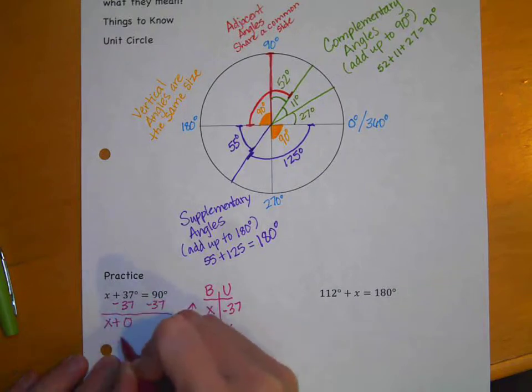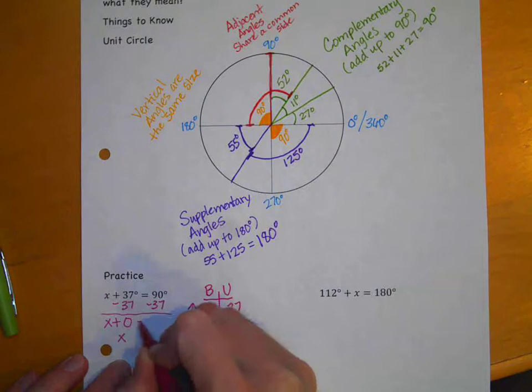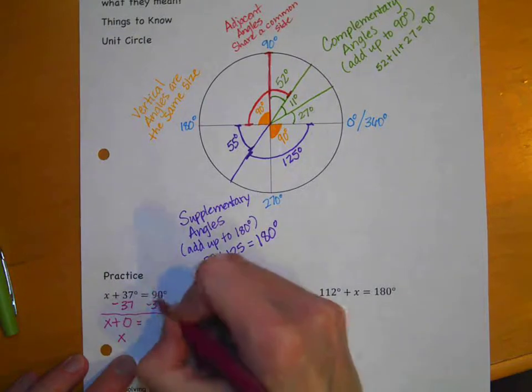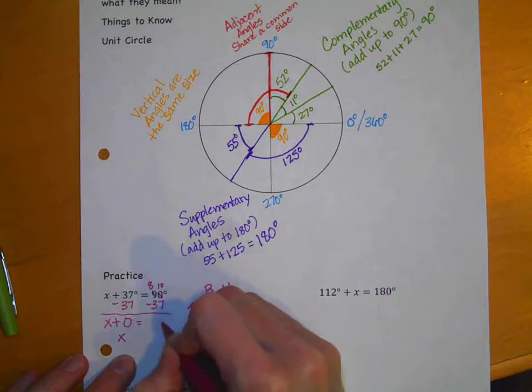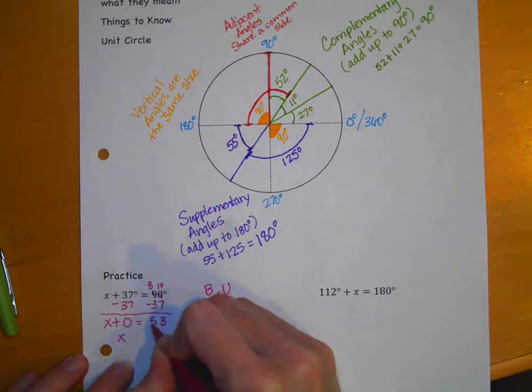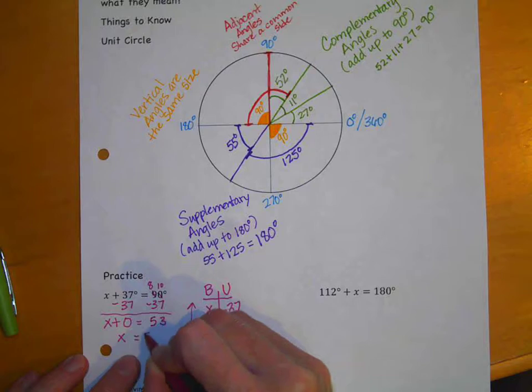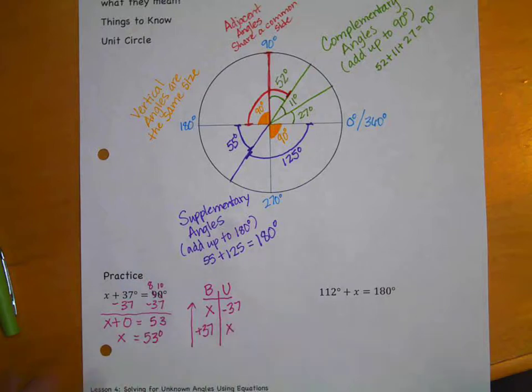37 minus 37 is 0. x plus 0 is x. And then 90 minus 37, so I'm going to regroup. This becomes a 10. That is a 3. That is a 5. And so now I know that x equals 53 degrees. And if you take 53 plus 37, it should add up to 90 degrees. And you have now solved the value for x.